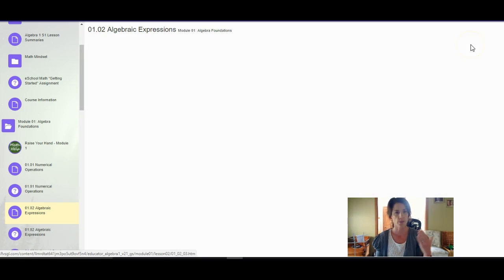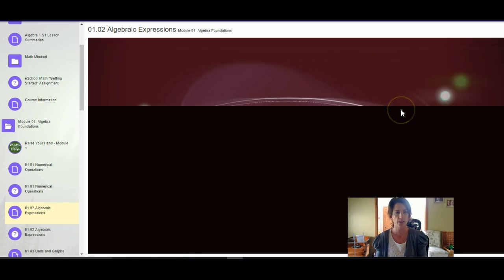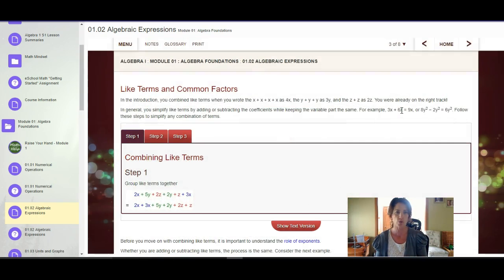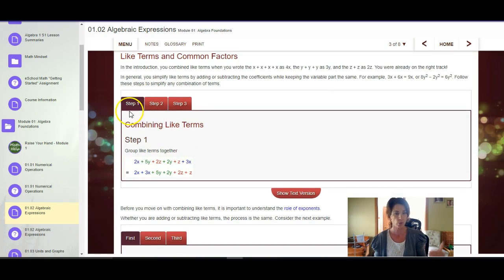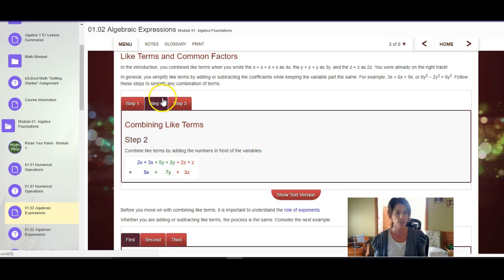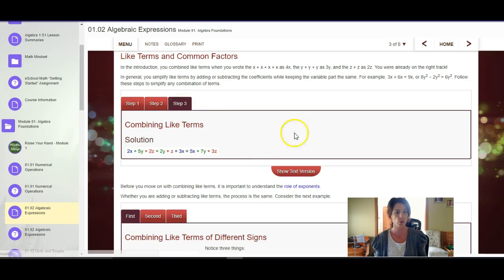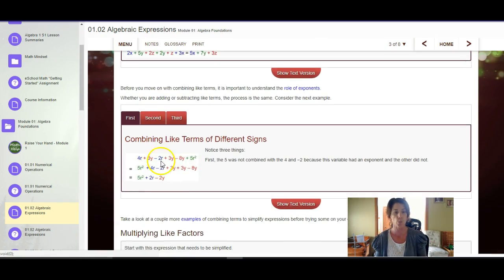Page 3 then. We talked about like terms, we talked about factors, we talked about coefficients, all that vocabulary that you want to be able to do. Now the next thing, and this is a main idea, is being able to combine like terms. So understanding how to combine like terms and working through those steps. You can see they work through the different steps 1, 2, and 3. So this is an example you could write in your notebook.